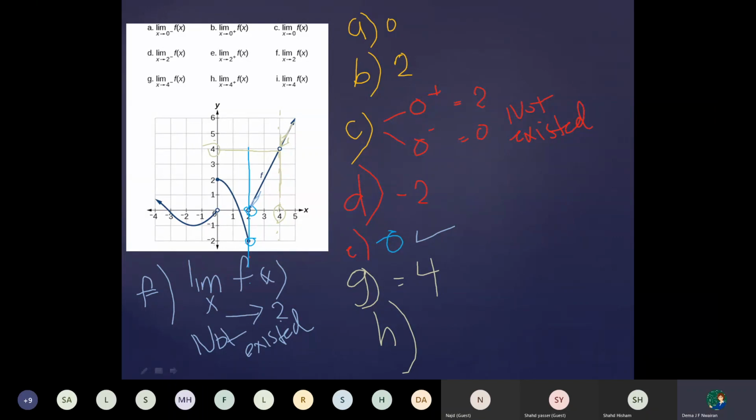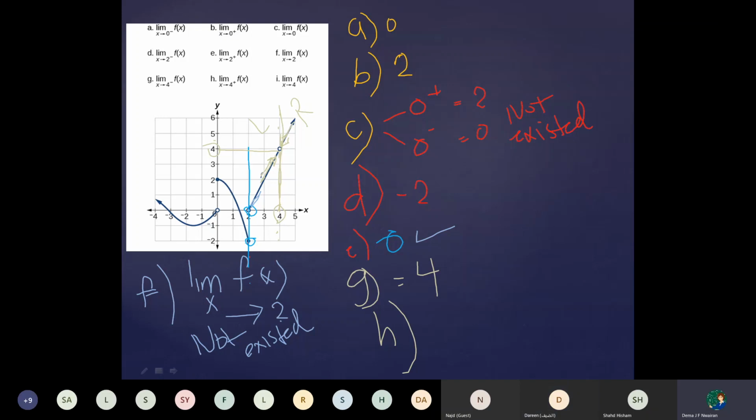Wait, Mariam. In G, it's 4 to the left, right? There is no line going to the left. In G? No, it's this one. Here is 4. Here is the left and here is the right. Okay, so from the left, it is 4.